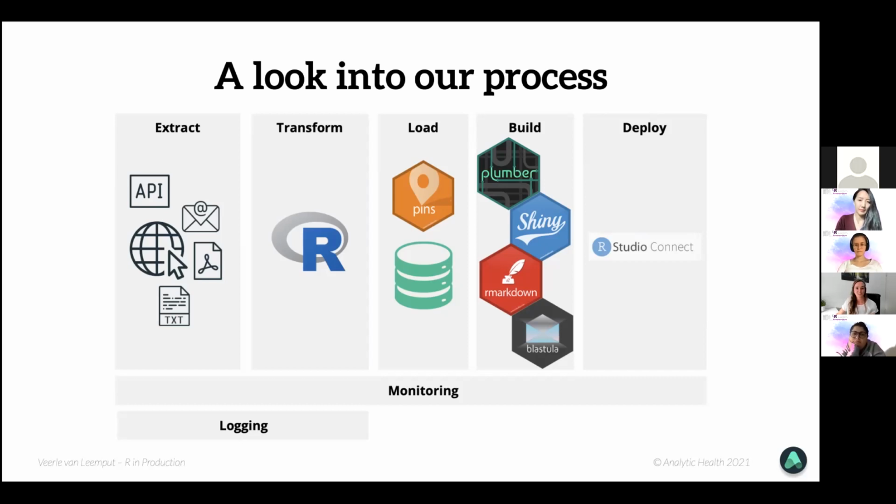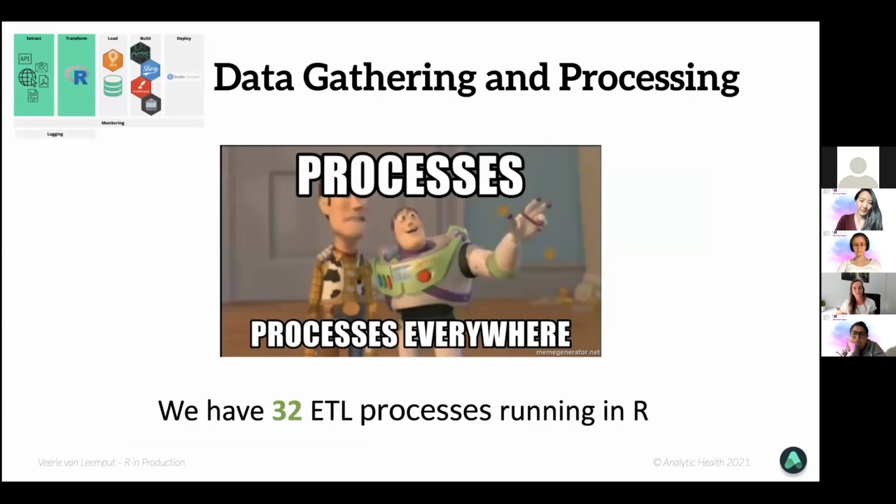So the first step is the extract and transform, or the data gathering and the data processing. Just to give you an image of what we're doing here, we have 32 ETL processes running at our company. These processes are running on a daily basis, even on an hourly basis. We need to make sure that we keep track of them and that everything works smoothly. So this is basically the size of the pipeline we're talking about.